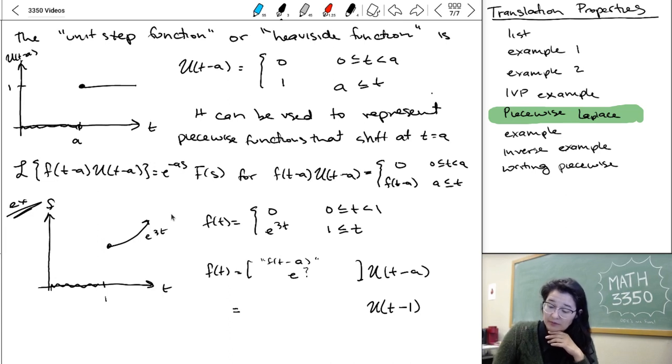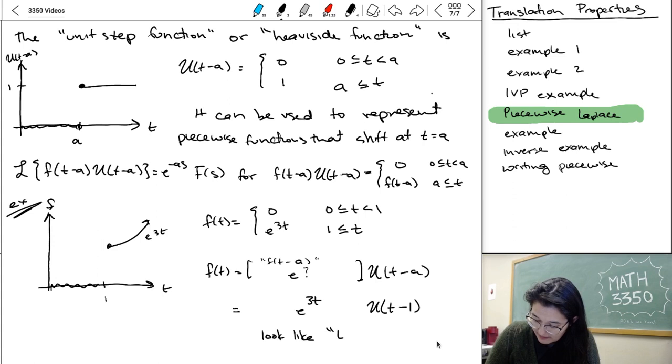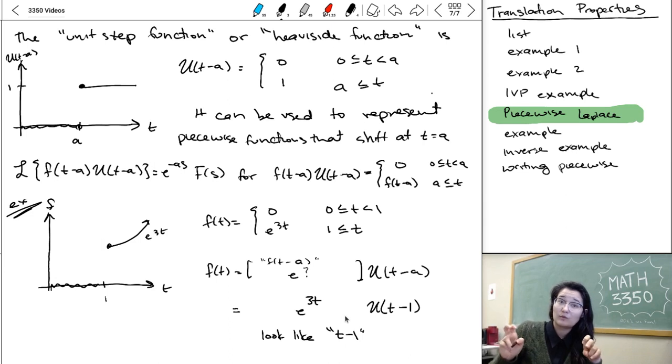So if I just wanted to plot it, I could say, okay, it's e to 3t times u. So it's 0, and then it's e to 3t. This is how I would represent that. But I need it to look like t minus 1. Because if you see here, I need f of t minus a times u of t minus a. So if u starts at 1, I need to see things that look like t minus 1 in my f.